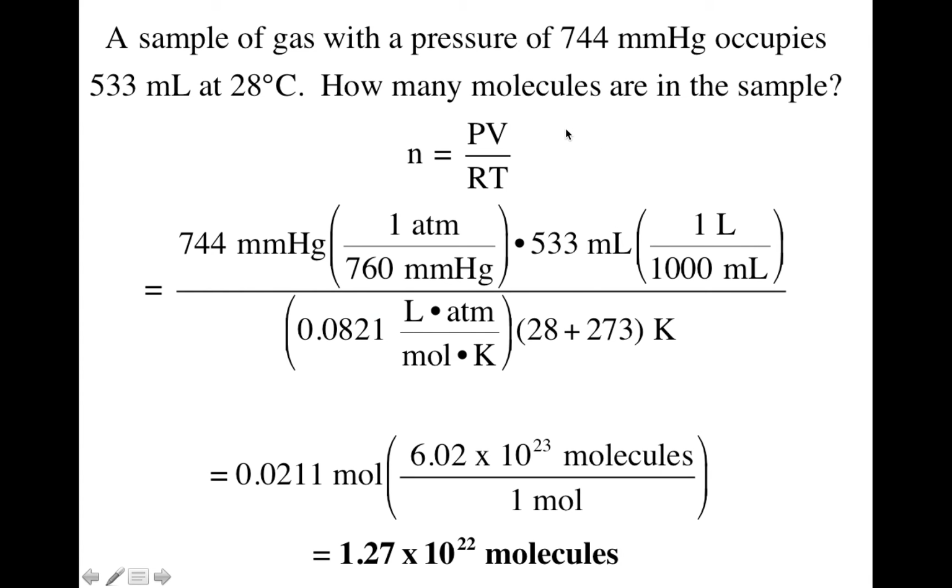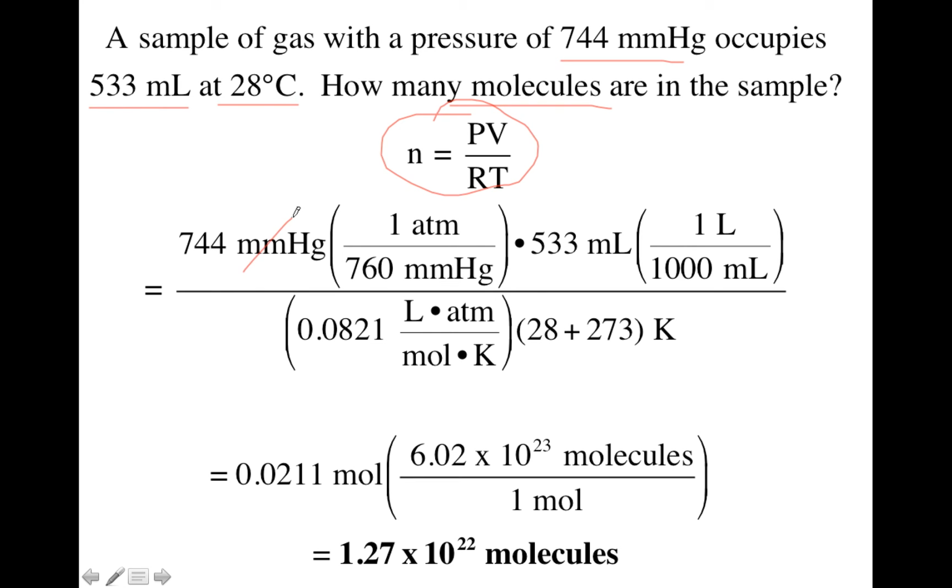Next example, it's going to be one where we solve for moles. So this time they're giving you a pressure in millimeters of mercury, they're giving you a volume in milliliters, and a temperature in Celsius. And they want to know how many molecules. So we will have one final step at the very end. But for now, we're going to solve for N, which is PV over RT.